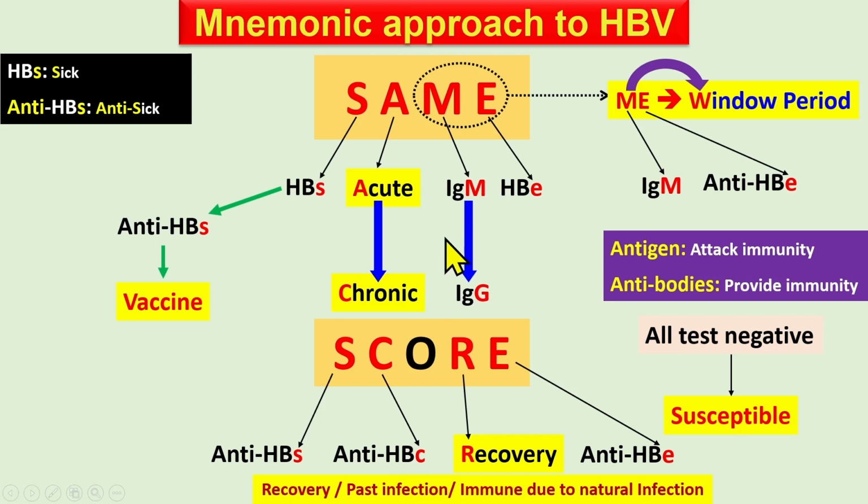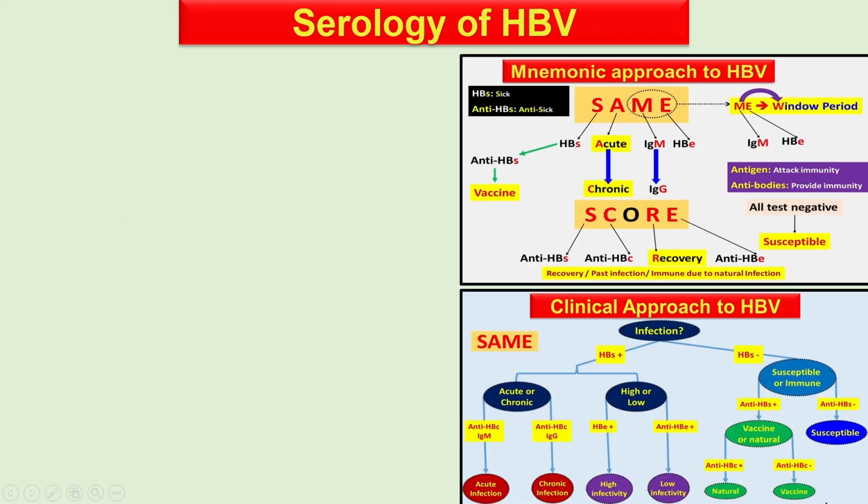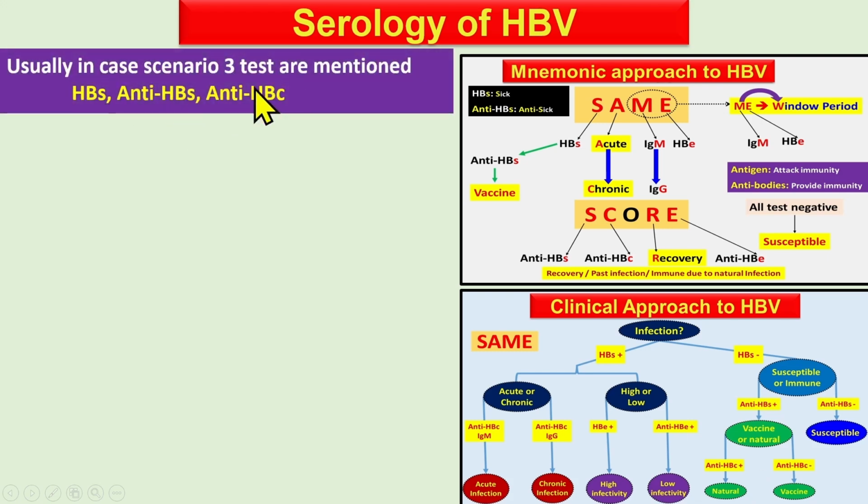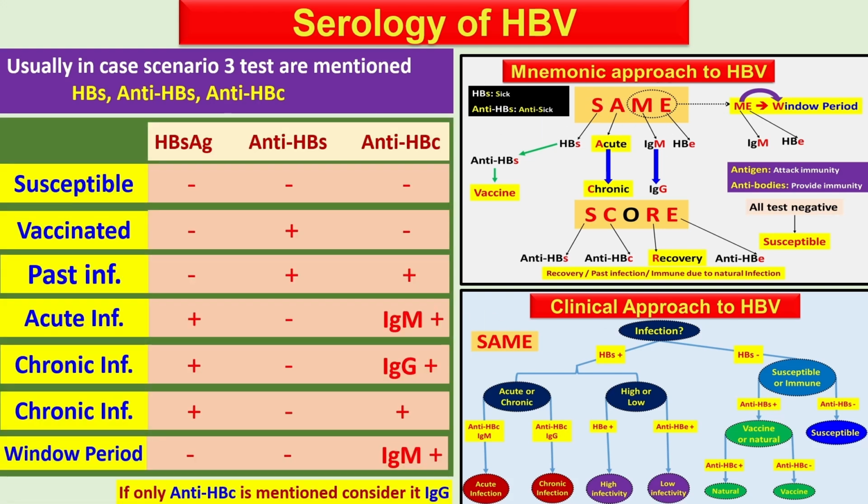So the mnemonic is the same for acute, and IgG in the chronic phase. If the anti-HBs only, it means vaccine. And for the SCORE, recovery, and window, ME, IgM and anti-HBe. So you can pick up a lot of MCQs through this mnemonic. In the MCQ case scenario you will mainly see three tests: HBs antigen, anti-HBs, anti-HBc. By looking at these three tests, you can define the phase of the infection. This is all about the serology of hepatitis B virus.